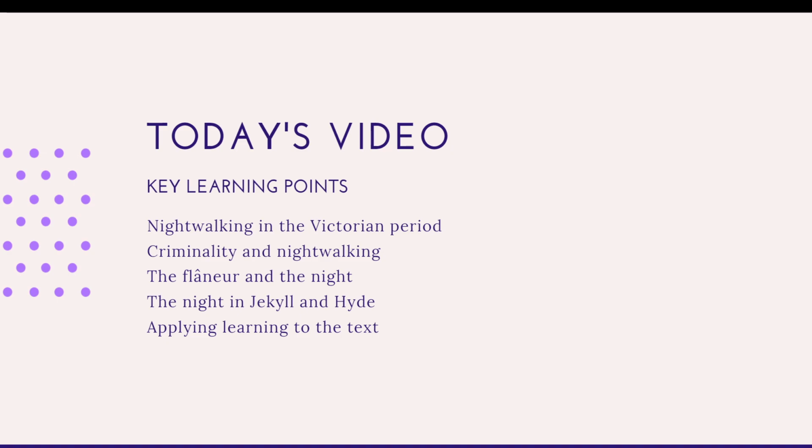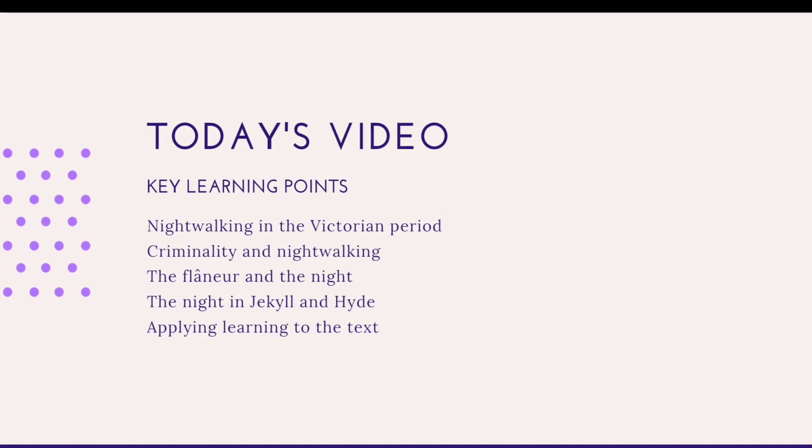We're going to be looking at what we mean by night walking as a very specific term, have a look at its history and its origins, and how night walking was viewed in the Victorian period. We're also then going to consider the question of criminality and night walking. Again, that has a very long history, and we can think about the ways in which Stevenson is perhaps kind of tapping into that history.